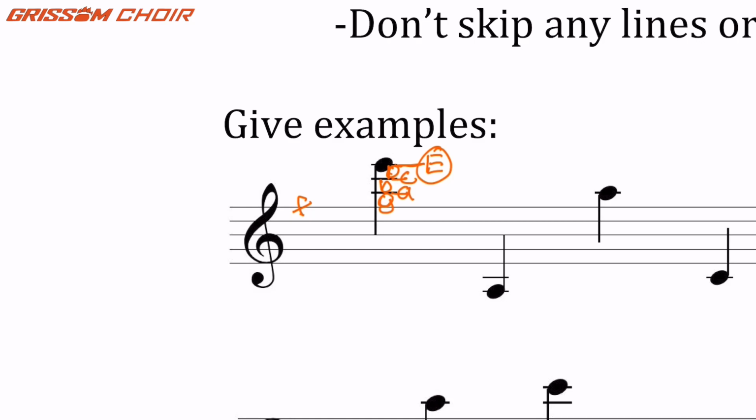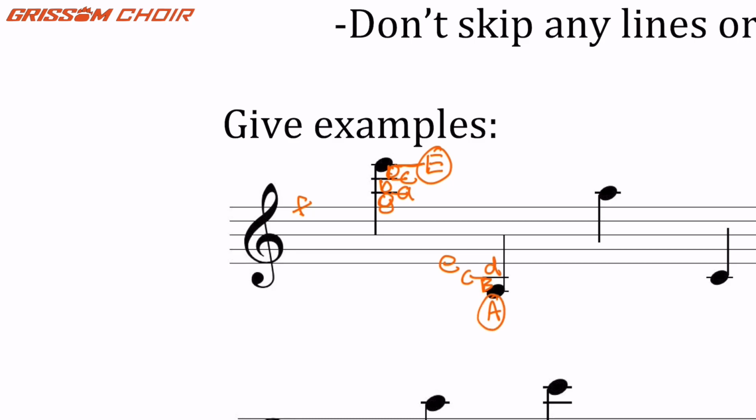The same thing goes for when you're going backwards, going down in the staff. So this bottom line of the treble clef is E, which means the space right below it has to be the letter right before it, which is D. This would be C. This would be B, which means that this note right here would be A.